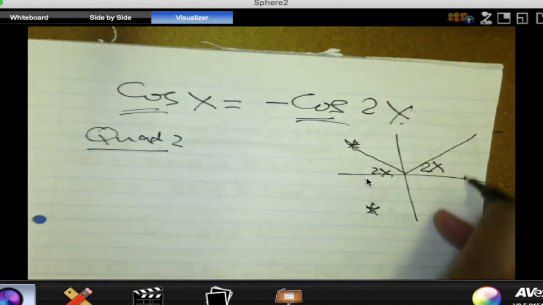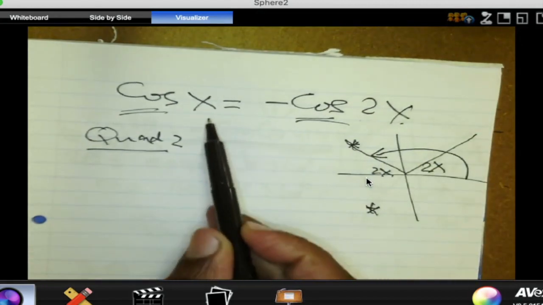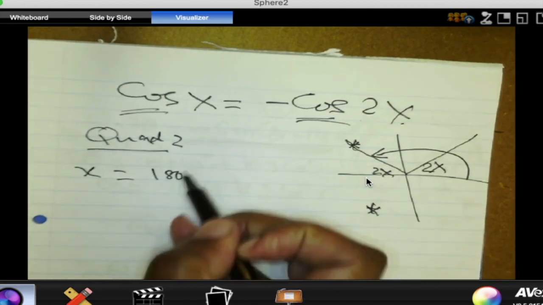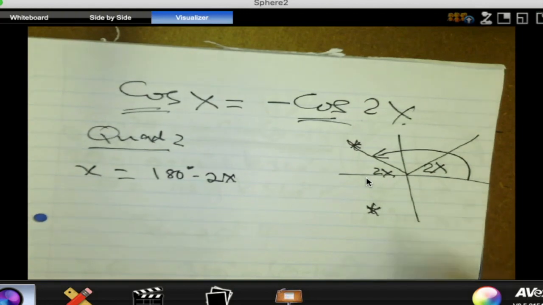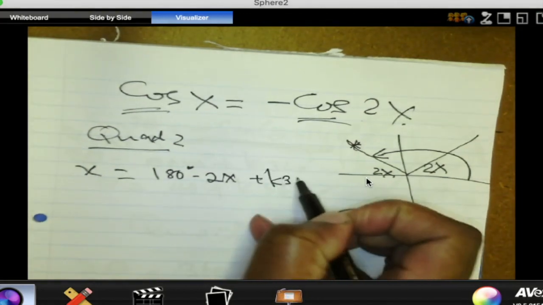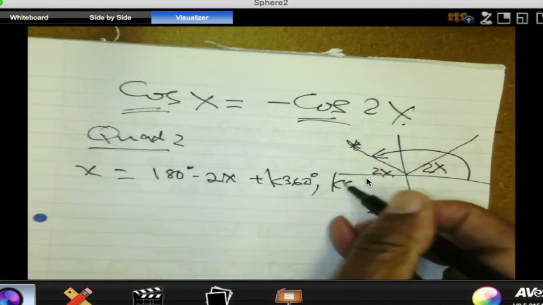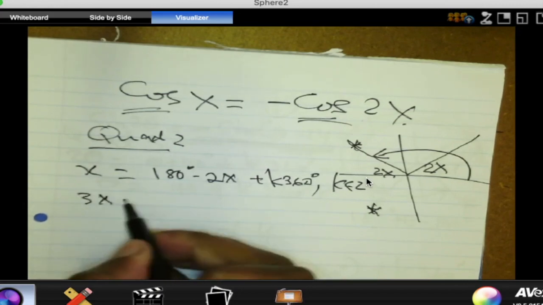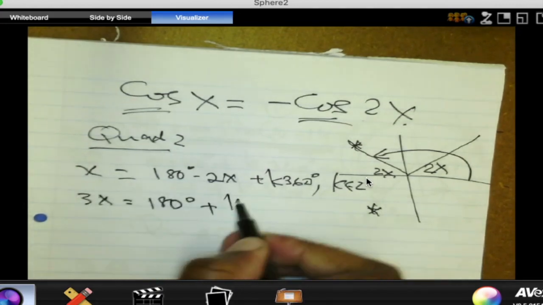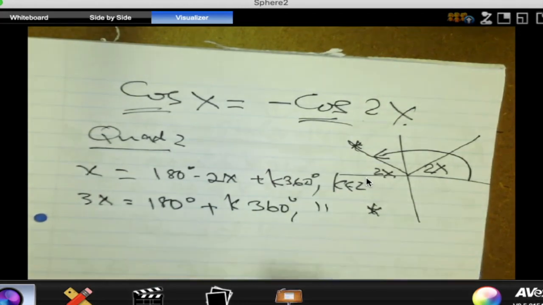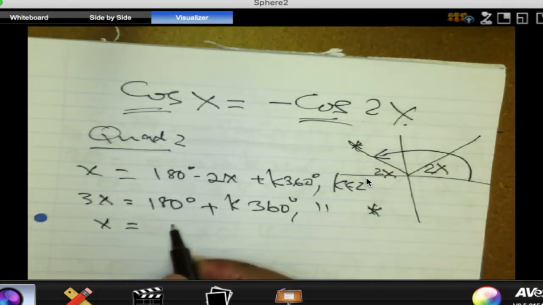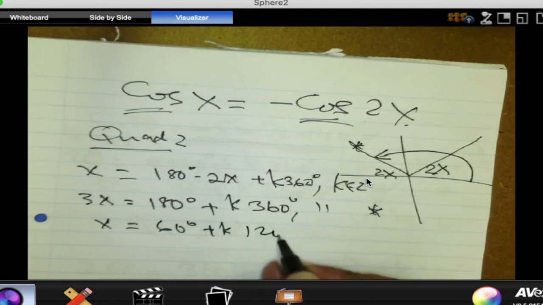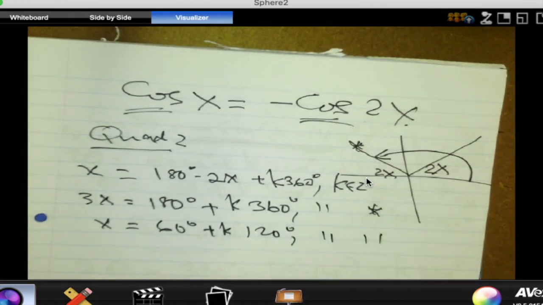Okay, so from quadrant 2, remember this is 2x. From quadrant 2, what is x equal to? x is equal to 180 minus 2x, right? Plus k 360. Let's simplify that. So that is 3x is equal to 180 plus k 360 degrees. And so what is x equal to? 60 degrees plus k 120 degrees.